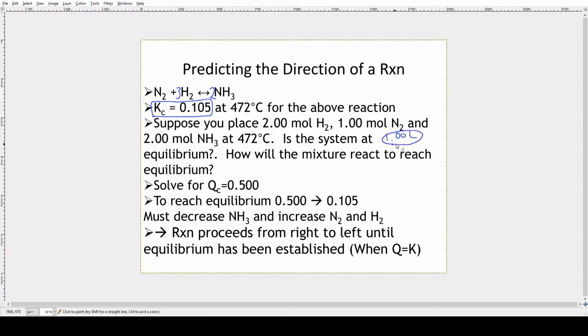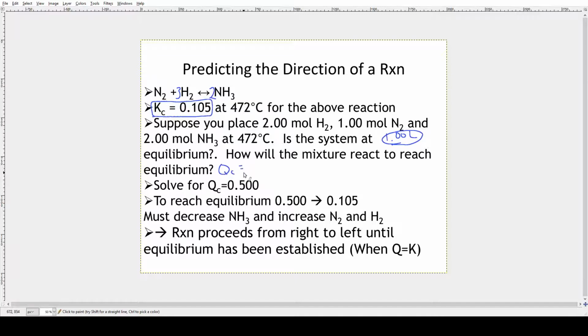The volume is going to be 1 liter, so that way we can calculate molarity. So it's asking, is the system at equilibrium? And how will the mixture react in order to reach equilibrium? So, first step, this is the answer here, but let's actually write it out.